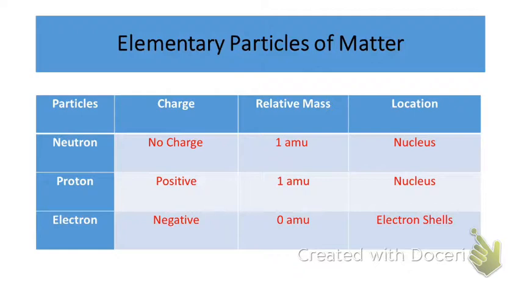Location, we kind of just went through that. The neutron and the proton are both found in the nucleus, and the electron is found in the electron shells.